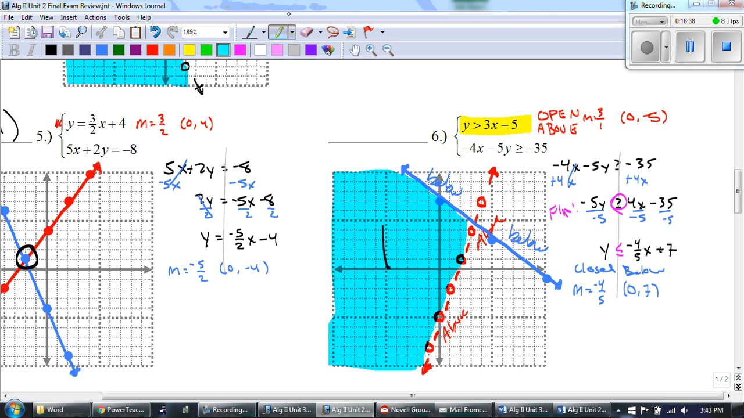Okay, so what's a solution? A solution is anywhere in the shaded area. So I just went right there, and that's the point 0, 0. I'll make that look a little bit nicer, but that's it for the first part of the video.